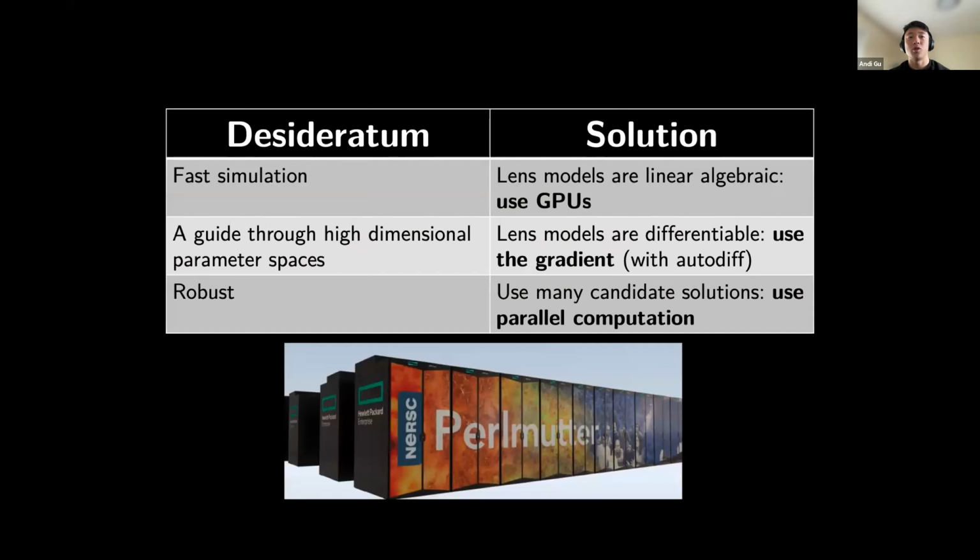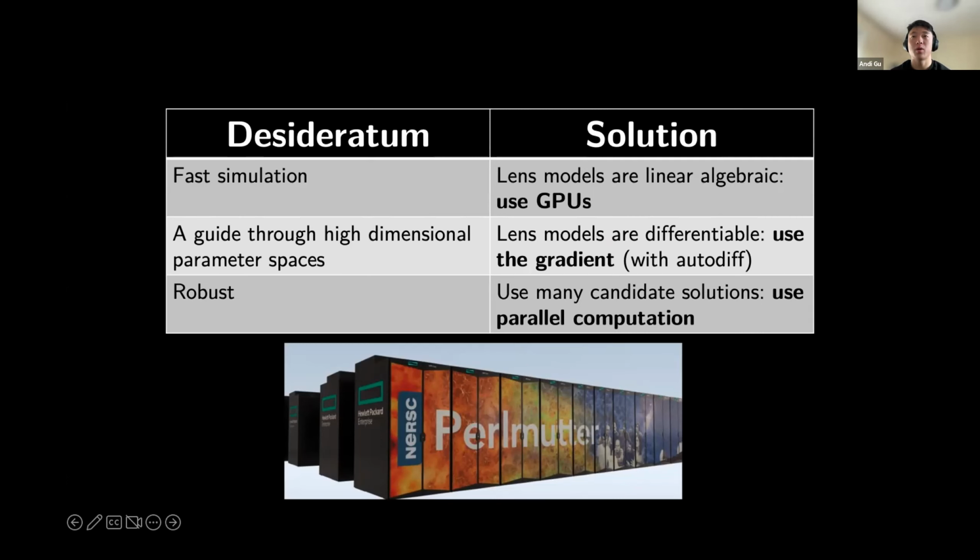Okay, so with our goals and these problems in mind, we had three main desiderata when we were trying to come up with a new lensing package. The first was that we required fast simulation. As I hinted at, simulation is key to forward modeling. And if you want a fast inference code, then you need a fast simulation code.